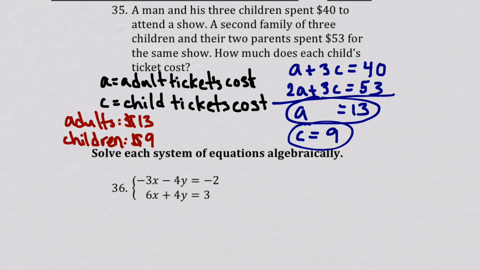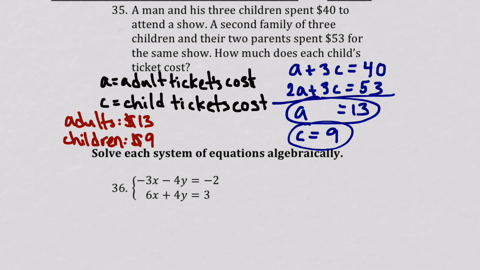Okay, so here's the correct solution for 35. I chose to use A for the cost of the adult tickets and C for the cost of the child tickets. You could use X and Y also if you want. Using those two variables, my equations are A plus 3C equals 40, 1 adult and 3 children is $40. And the other one is 2A plus 3C equals 53, 2 adults and 3 children is $53.